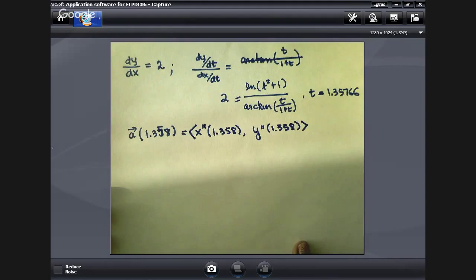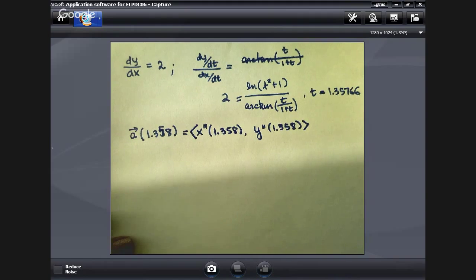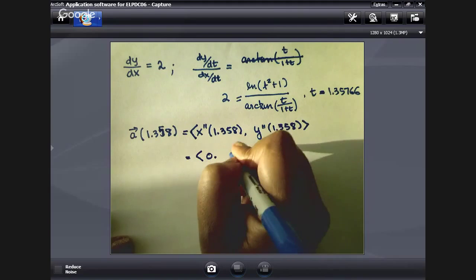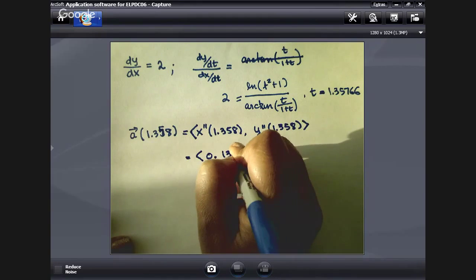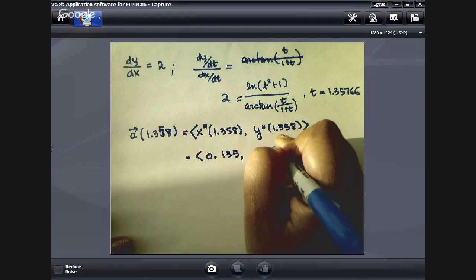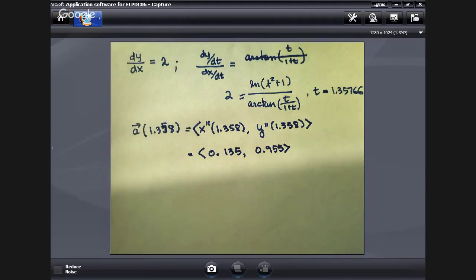I'm not done yet. I should not have variables in my answer. I should have numbers in my answer in this case. So my acceleration vector actually is, and again, I'm not going to take the time to put this in my calculator. I'm assuming you pretty much know how to do that. So there's my final answer.